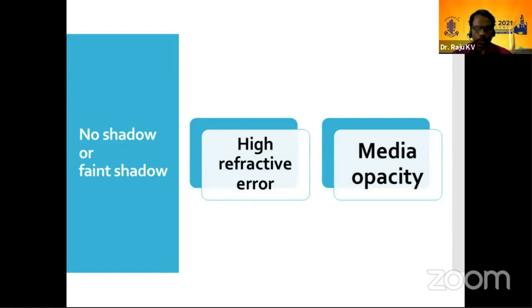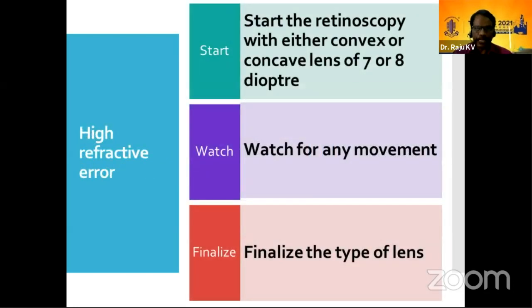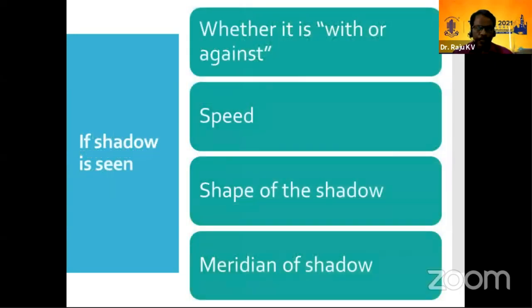And if you are seeing no shadow, it could be a high refractive error or a media opacity. And in high refractive error, we have to start the retinoscopy with a high power, either concave or convex, and then we have to fix which one will be suitable for each patient. And if a shadow is seen, we have to see whether it is a with or against movement.